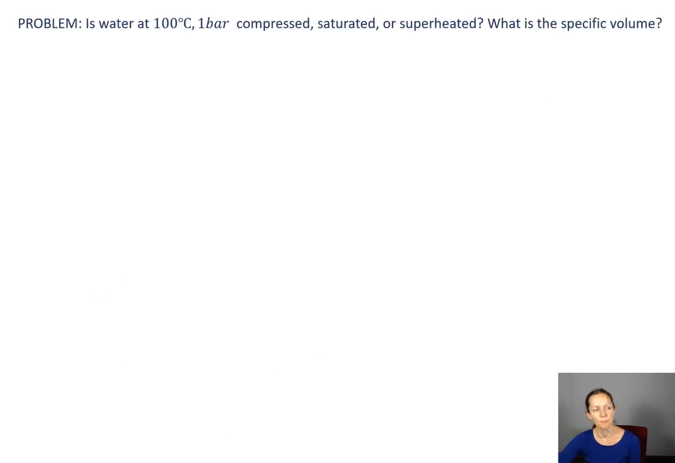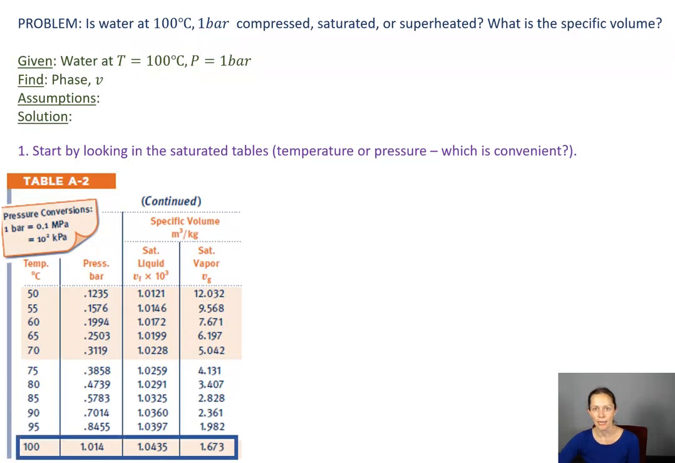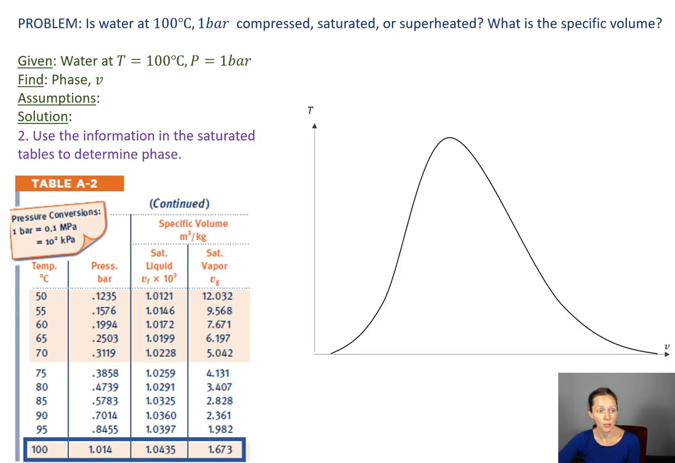Let's work another problem. We've got water at 100 degrees Celsius, 1 bar. We want to know if it's compressed, saturated, or superheated, and we want to know the specific volume. So I'm going to put it in the correct format: given, find, assumption, solution, and I need to figure out what phase I'm in. So I'm going to go to those saturated tables, and I can use the temperature tables or the pressure tables. I'm using the temperature tables, but I could just as well use the pressure tables. I just picked one. Right? So I'm going to go to the 100-degree line, and I'm going to use the information here.